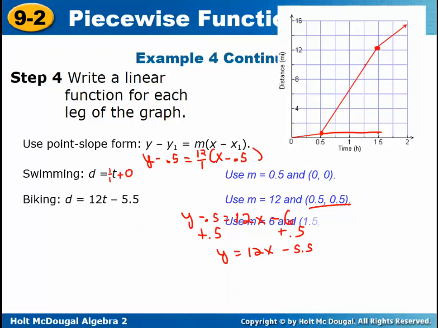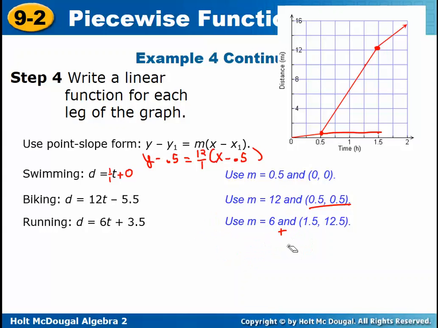Okay, and then finally we do the same thing for the running. When she's running, we had a slope of 6 because she went 3 miles in a half an hour, which is the same as 6/1. And then we can use this point and plug that into the equation. y minus 12.5 equals 6 times x minus 1.5. And we simplify just like we just did.